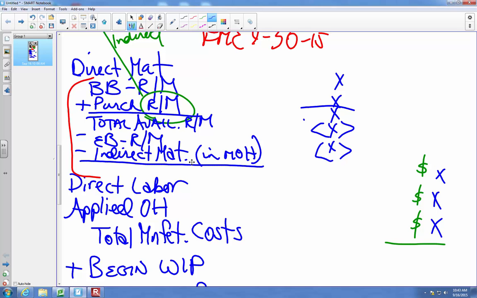Indirect materials used in production. Where the heck are you going to find that? No, it's right there. We just made the journal entry for indirect materials. What does it look like? You debit what and credit what? We just made a journal entry for when you requisition indirect materials, because a lot of people are stuck on this last number, minus indirect materials and MOH. Yeah, you debited MOH and you credited raw materials.